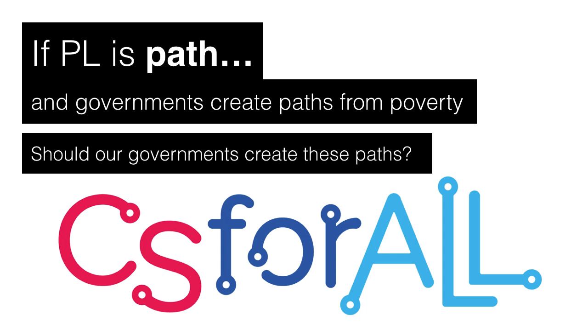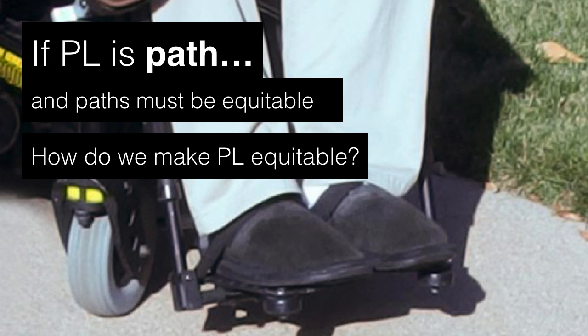The rise of MOOCs is not doing that. That's really only reaching the privileged. Coding boot camps are the same. I mentioned the CS for All program before that the White House announced. Britain's also done a ton in K-12 CS education. What responsibility do we have as a community to create these paths out of poverty as part of this conception? If PL is a path out of poverty and paths have to be equitable in that everybody can access them, how do we make programming languages more equitable?